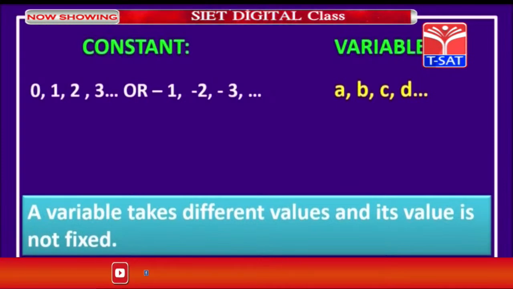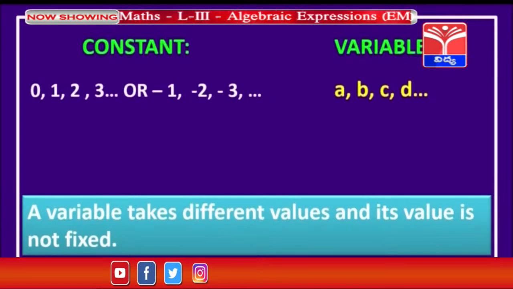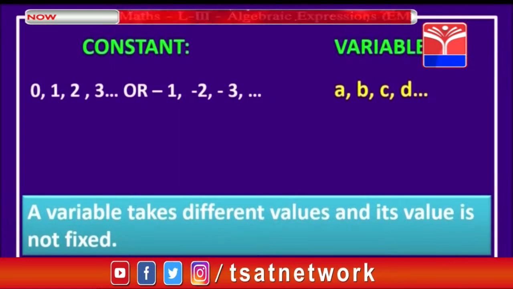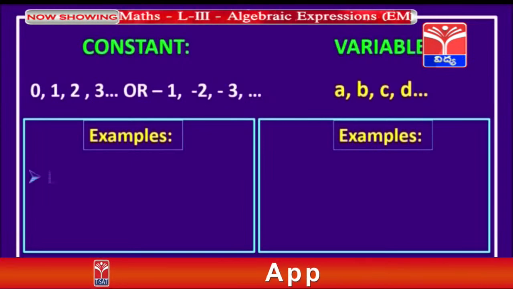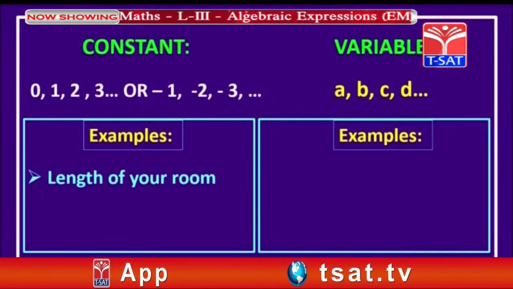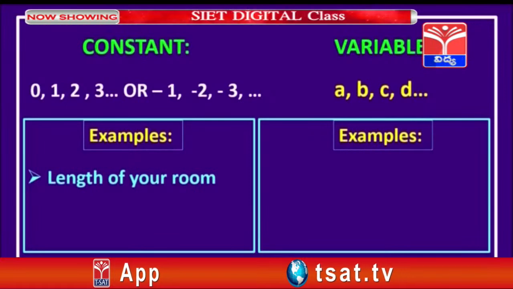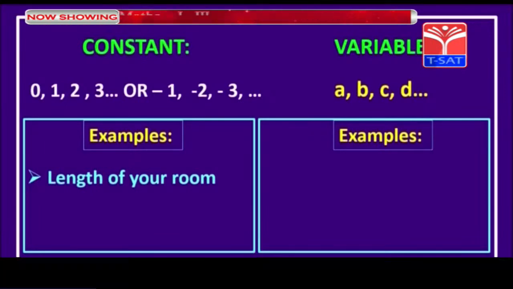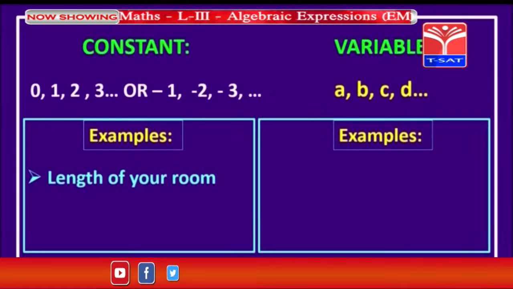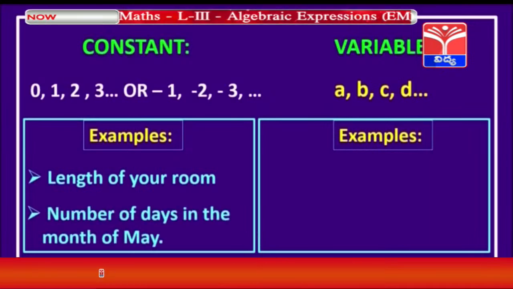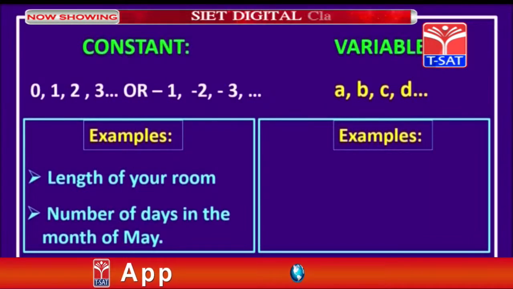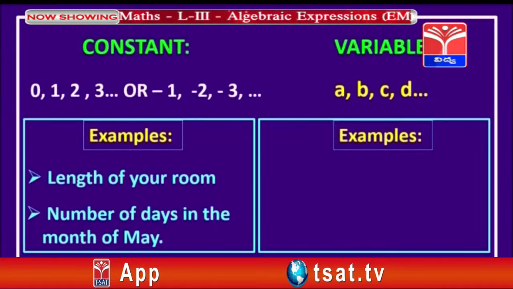Okay, children. Now let us see where we come across constants and variables in our daily life. Let us see a few examples. First we will see constants. Length of your room. Now see, children, will the length of your room change any day? No, it remains the same, isn't it, children? So we call it a constant. Not only that, if you take the number of days in the month of May, every year the month of May will have the same number of days, isn't it, children?